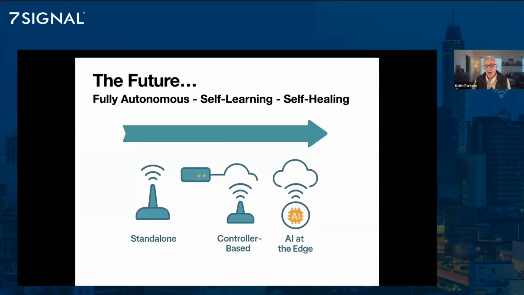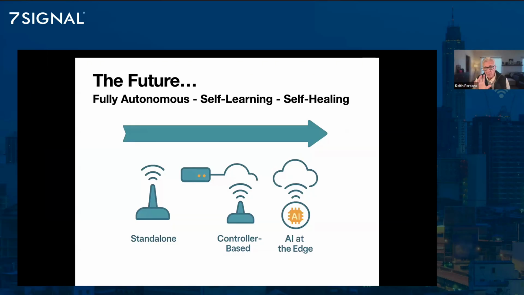The problems are just getting a little more complex, partly because Wi-Fi has gone from being a nice to have when we had standalone APs to today, it's 90% of most traffic in most companies going over Wi-Fi. That's the ingress, egress point for the network traffic. So we still have to use Wi-Fi.